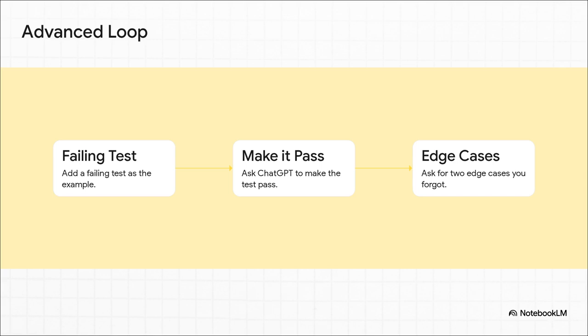Step 1, you add a failing test as your example. Step 2, you ask the AI to make that specific test pass. And here is the absolute genius. Step 3, once it passes, you ask the AI to add 2 edge cases that it thinks you might have forgotten to consider. You're actually forcing the AI to critically analyze the boundaries of the contract you just wrote together. It's a total game changer.